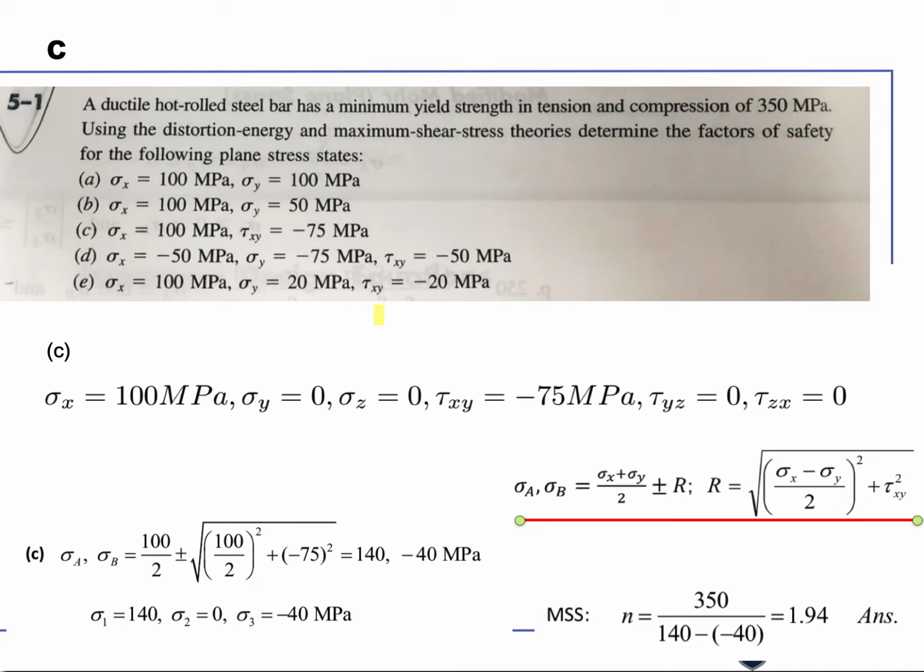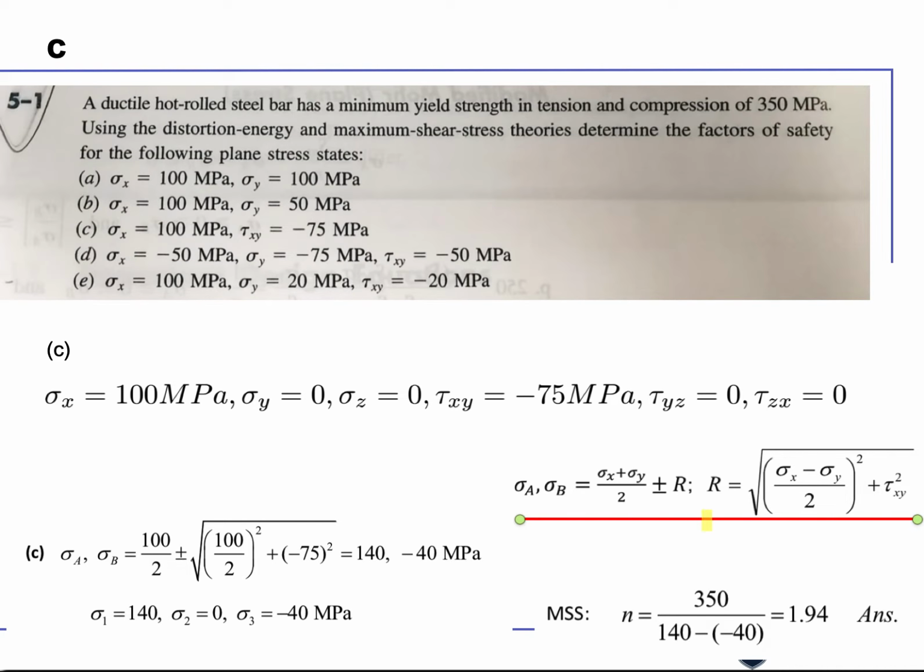Case C. So back to case C. We use these 2 formulas from the formula booklet and put numbers in. Sigma x is 100, sigma y is 0, and tau xy is negative 75. Put those in, you get r, and you get sigma a and sigma b. I didn't put it in here, but sigma a and b are 140 and negative 40.